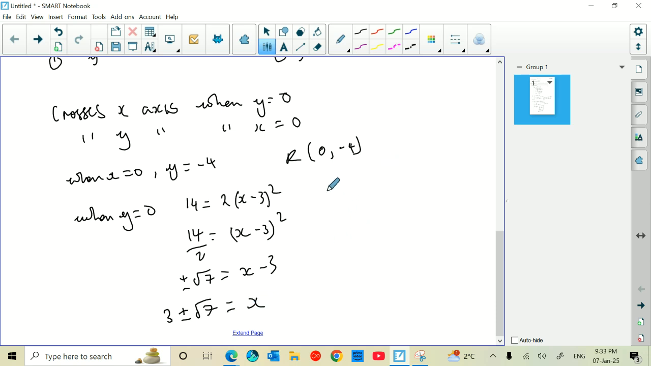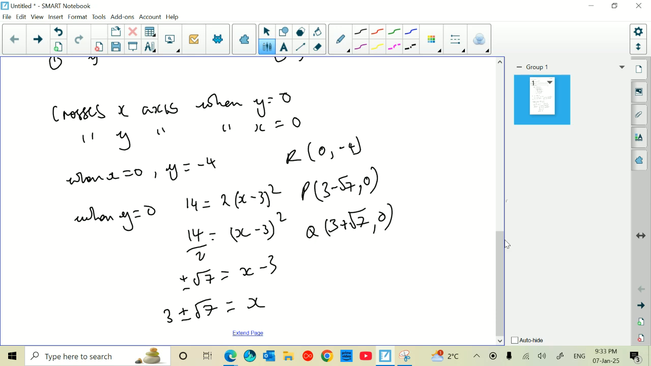So I've got 2 points there, and P, the point P, should be the smaller one. So x is 3 minus root 7, and y is equal to 0, and Q then must be 3 plus the root of 7, and of course y is equal to 0. So those are my 3 points, P, Q, and R.